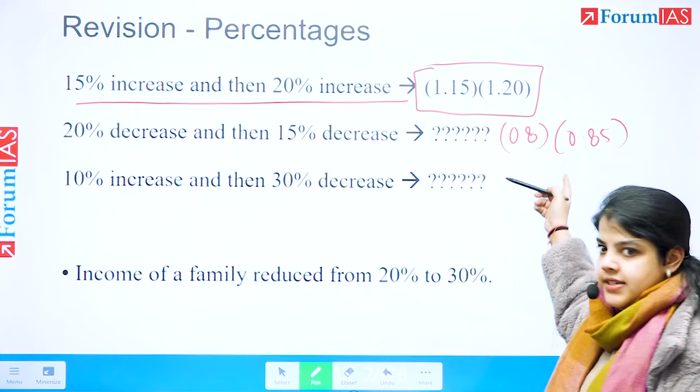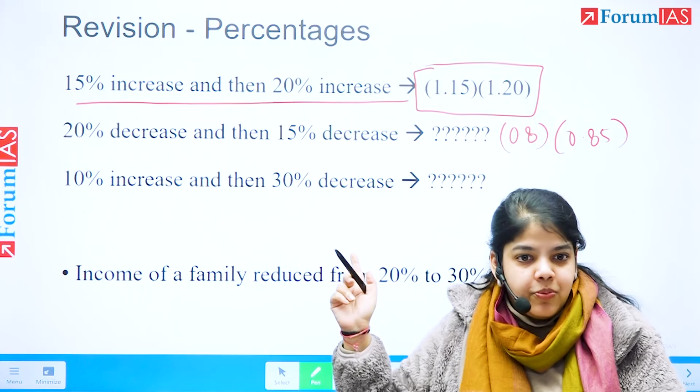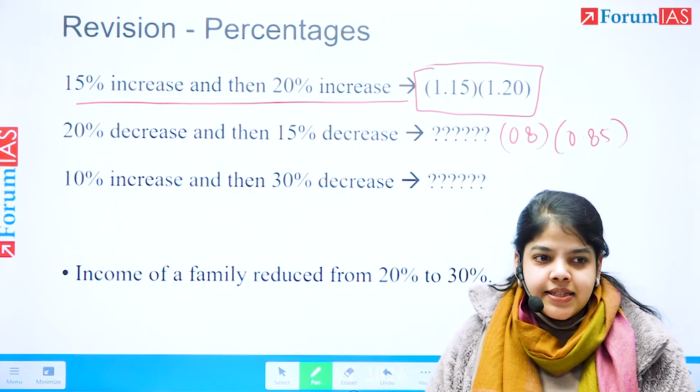0.85. I heard someone say 1.2. 1.2 nahi hoga because it is a decrease. This is the only place you have to be careful of. Yes, it's going to be very important. Otherwise, answer galat aa jayega.